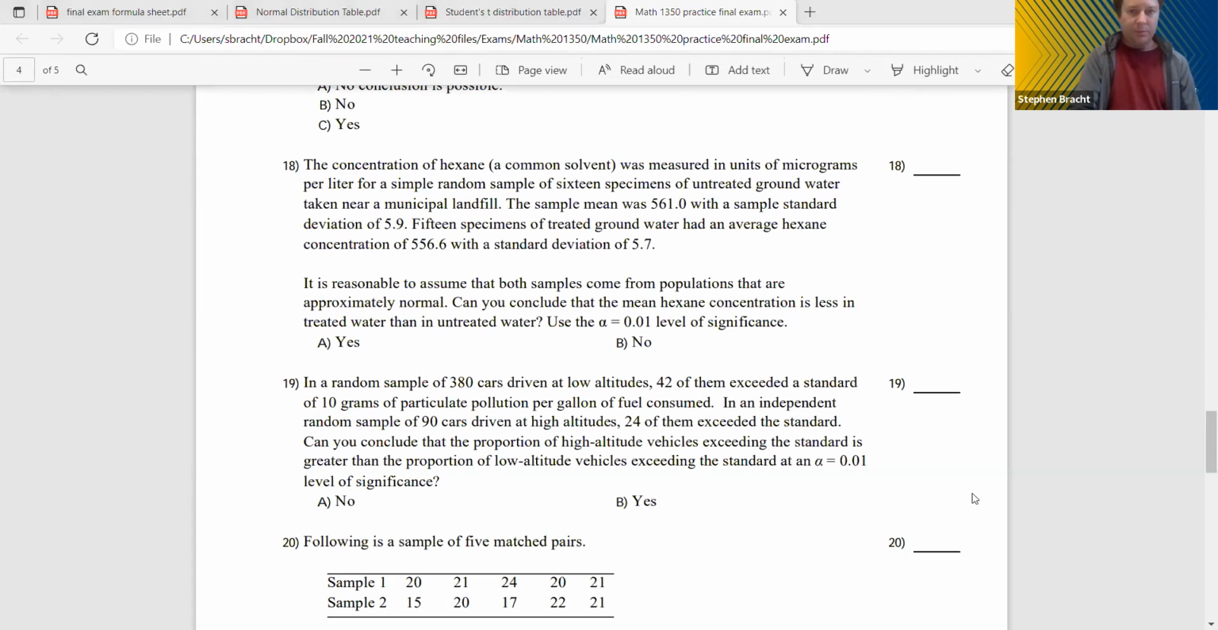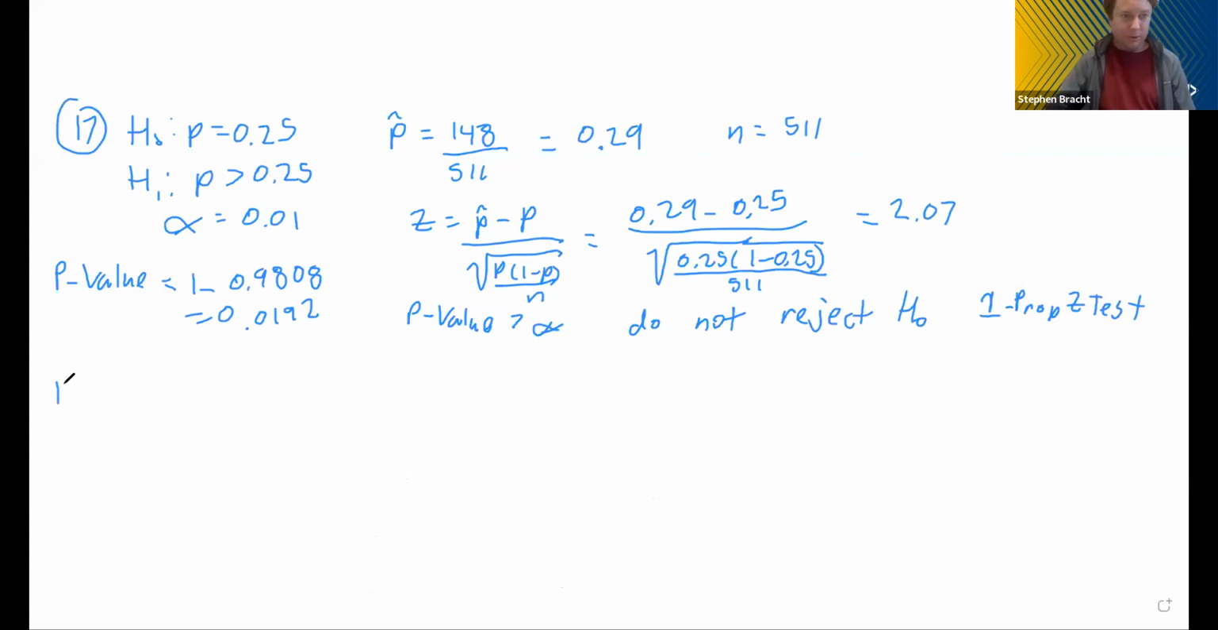All right. See if we can do this here. I'm going to start by just writing down the data that I'm given. So for untreated, what I'm told is that the sample mean, which we'll call X1 bar, is equal to 561. Sample standard deviation is given as 5.9. Sample size is given as 16.